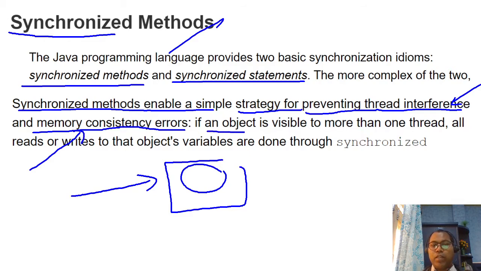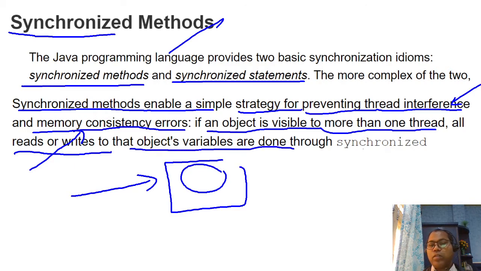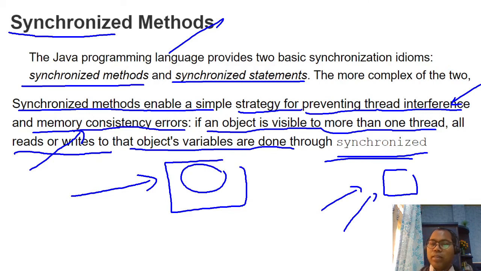If an object is visible to more than one thread, all reads and writes to the object's variables are done through the synchronized keyword. So the general preference is, whenever you are sharing common resources and a write operation or read operation happens, ensure that it comes in the form of a synchronized block or synchronized methods. In this way, you can solve both thread interference and memory consistency errors.